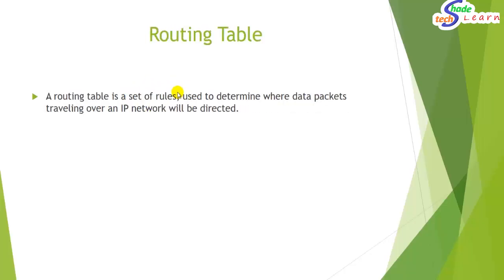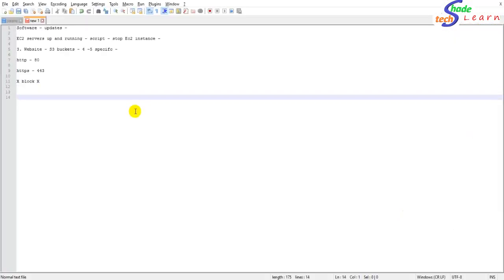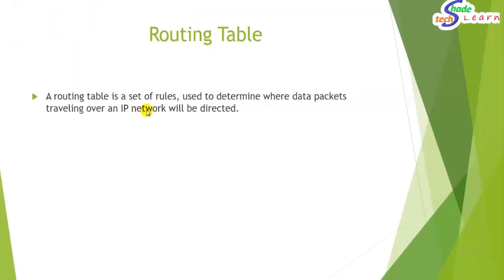Next is the routing table. A routing table is basically a set of rules which is used to determine where data packets traveling from an IP network will be redirected. It is basically a row-column table, and as it says, it defines a set of rules. It defines how the data packets will be traveling over the network. So this is the simple definition.